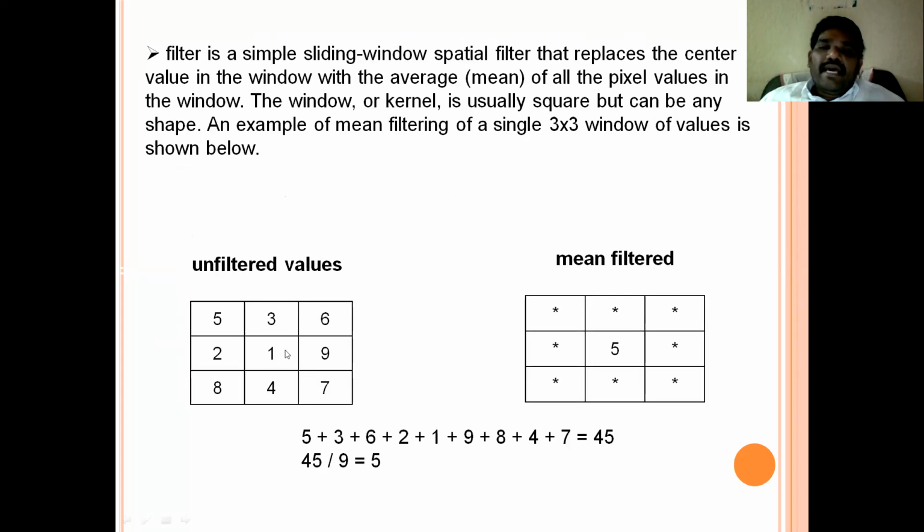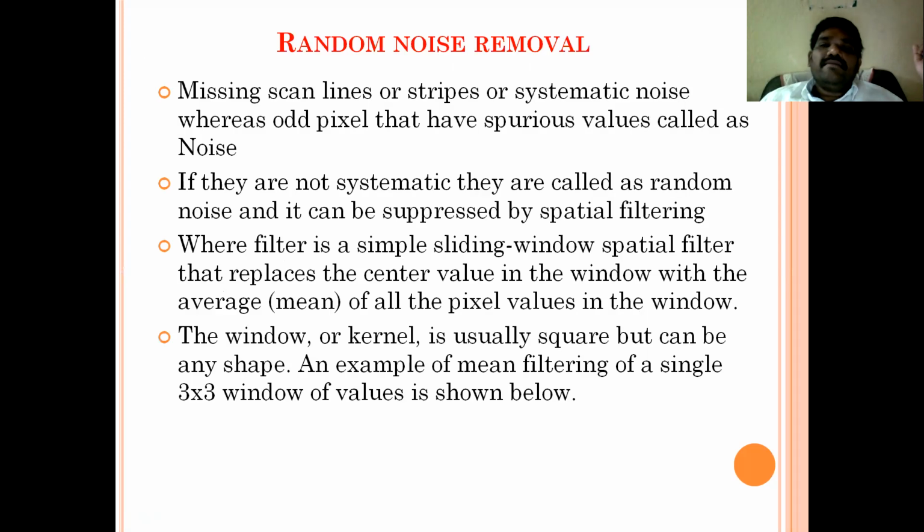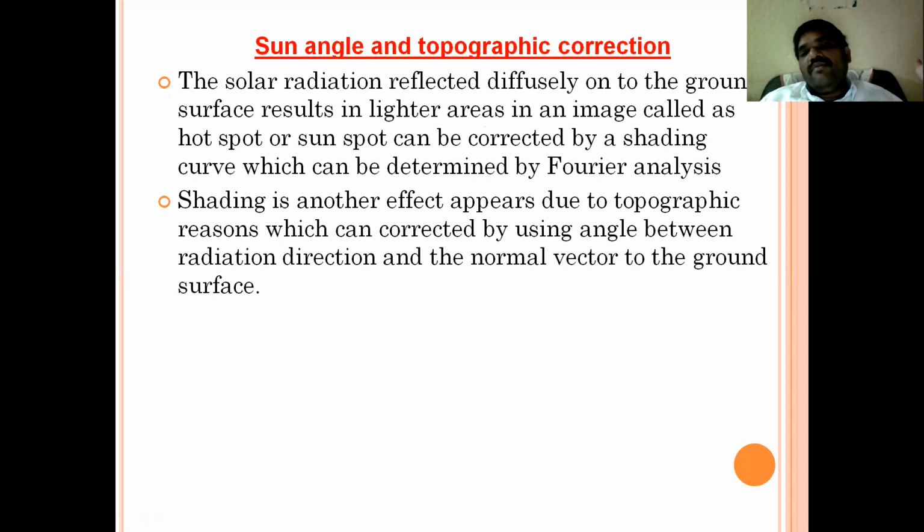What is noise here? The value which does not match with the neighboring digital number values, which looks abnormal, which looks like a suppressive number, is called random noise. See here, the random noise has to be removed. How can you remove it? Simply by adopting the process of filtering.